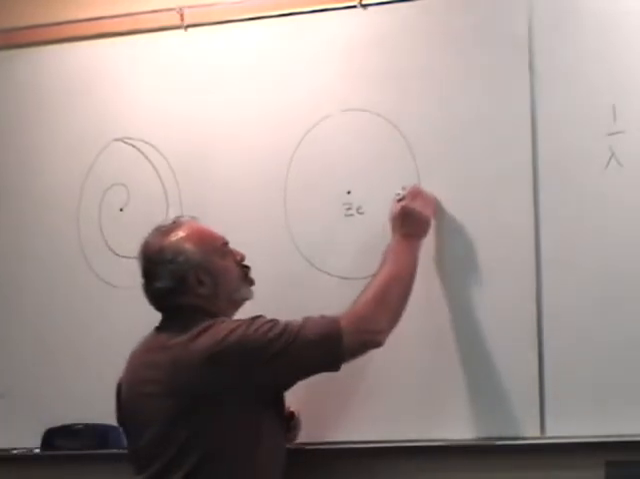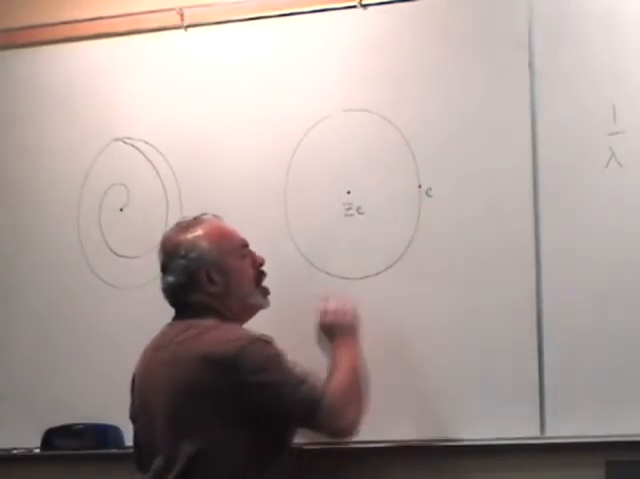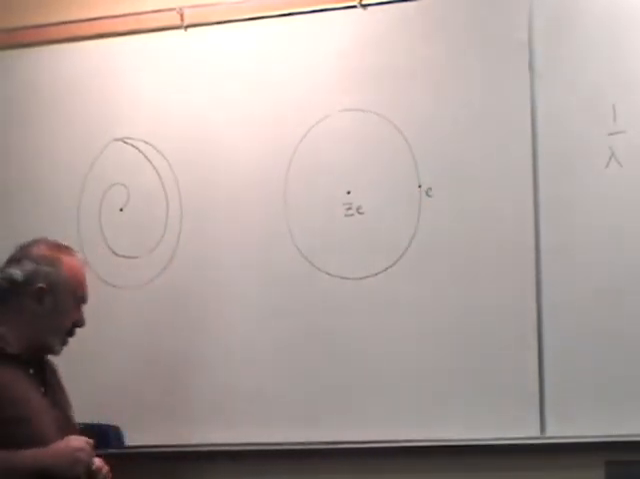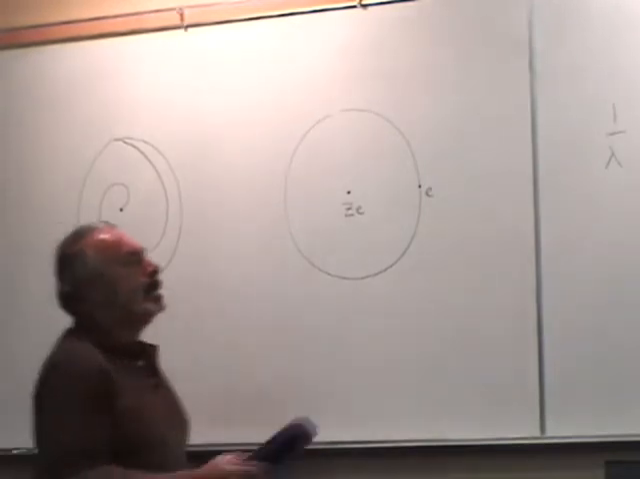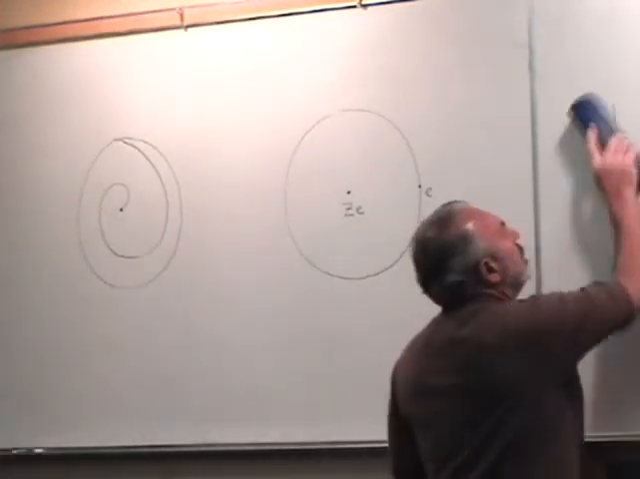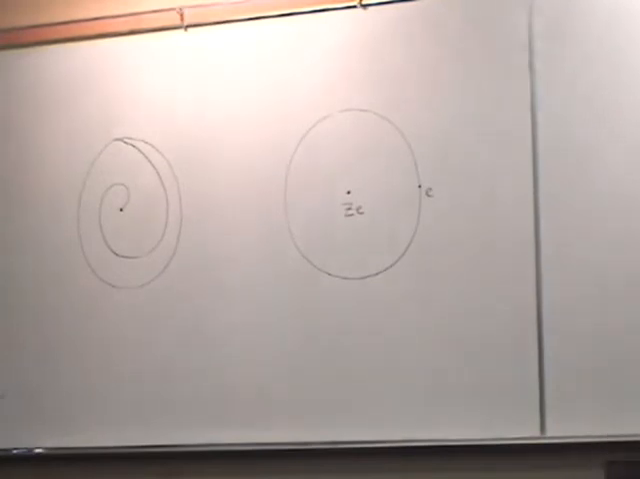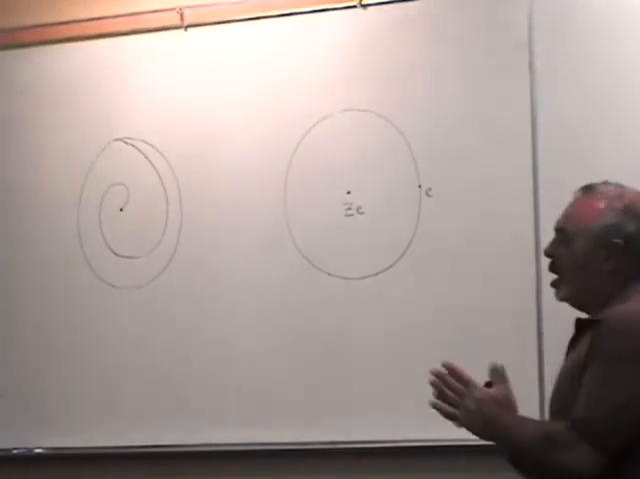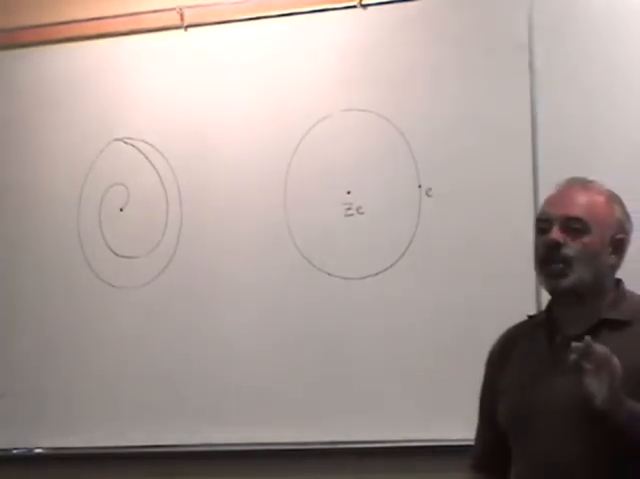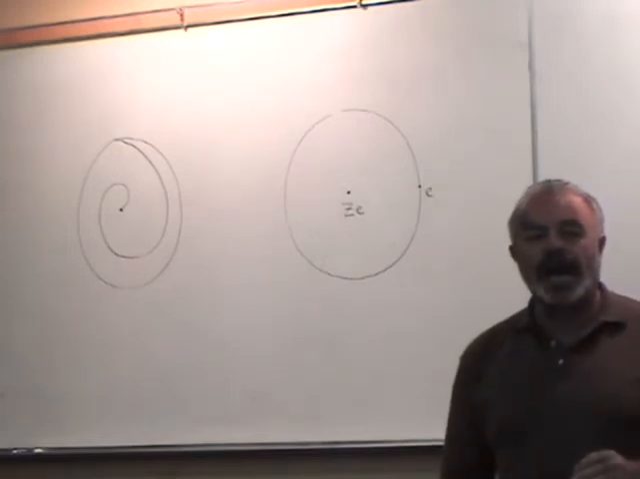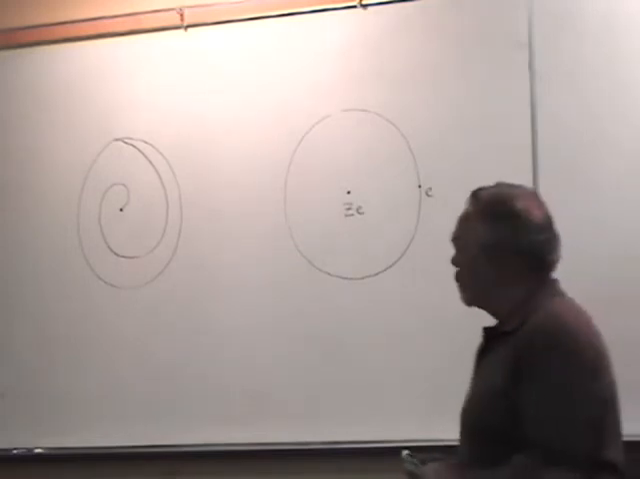And out here is an orbital electron which has charge E. It is a single electron. So, let's begin by saying that the centripetal force is provided by the Coulomb force.